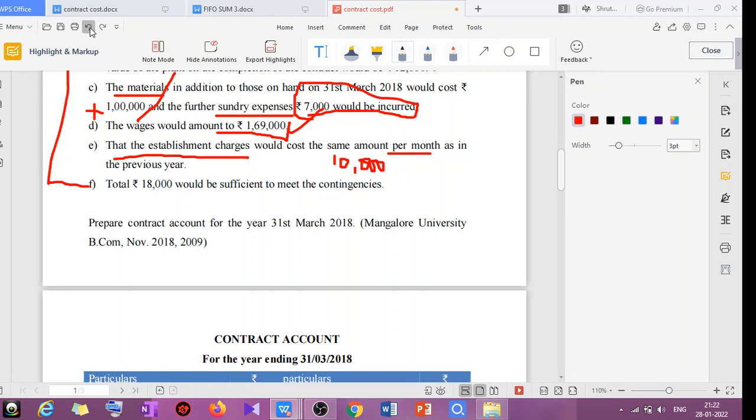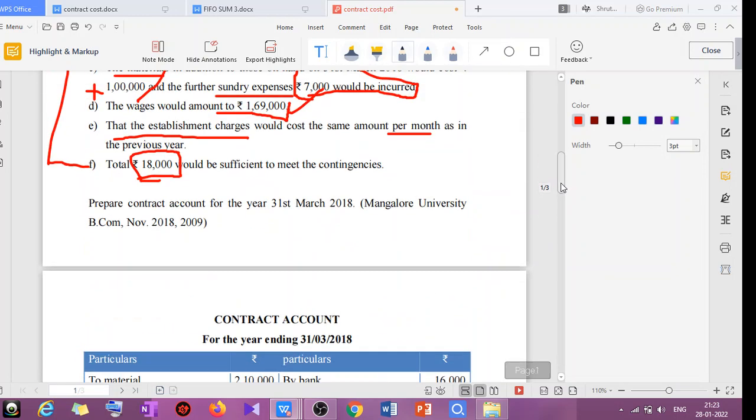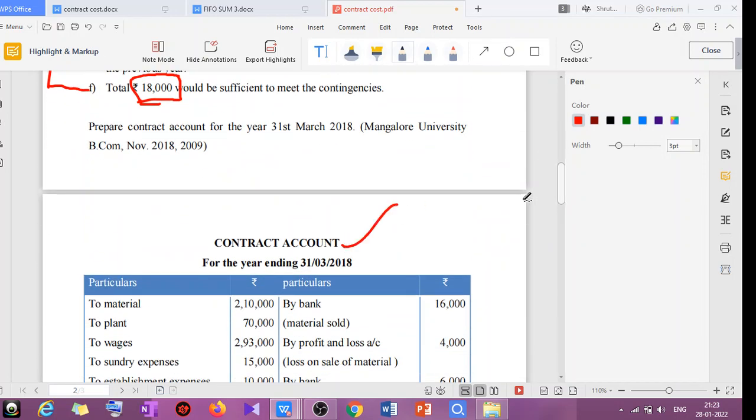Establishment charges in the question they have given 10,000. It is for the full year. Got it? So our contract is extended for 6 months. So calculate for 6 months what will be the establishment charges. It would come to 5,000. Got it? Then a total of rupees 15,000 would be sufficient to meet the contingencies. So contingency is also an expense for the contract. Expenses in the contract. Okay, now let us prepare the contract account.